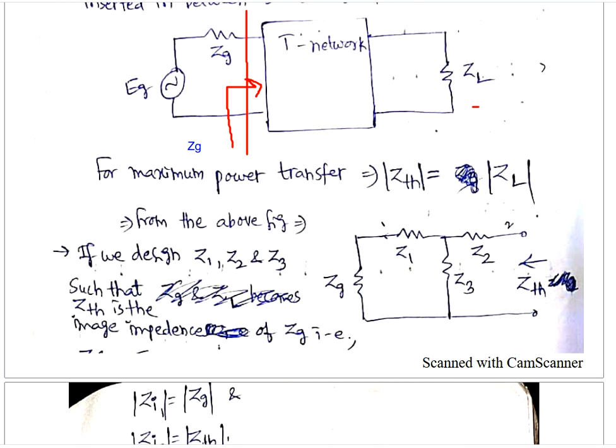So by observing these two, we can say that these two cases are reflecting the image impedance concept. If we consider this as case 1, then case 2 should be this one, right? So this is the condition or situation for maximum power transfer.